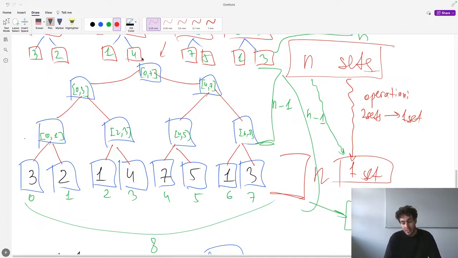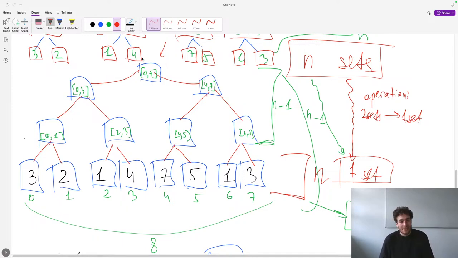There's a question in the chat. Are we going to talk about lazy propagation today? The answer is no. Here we're trying to do the basic things. And from my experience, if you hear about segment trees for the first time, lazy propagation is just going to confuse you. So we're going to talk about that next time.